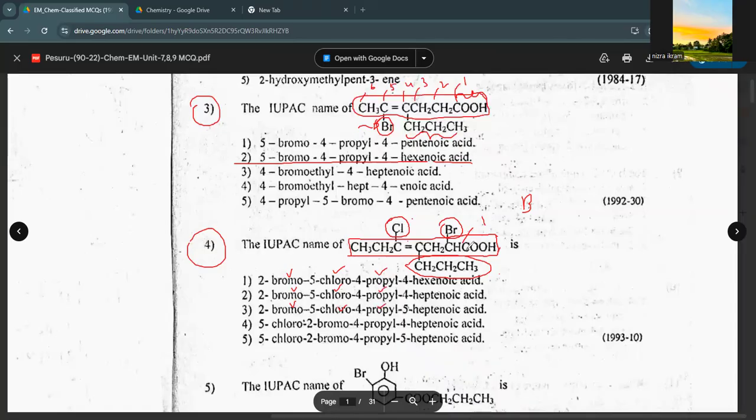Then in the main chain we have 1, 2, 3, 4, 5, 6, 7. Then heptanoic acid. So 2 bromo, 5 chloro, 4 propyl, 4 heptenoic acid. 4 heptene, that is in the fourth carbon you have the double bond and hept is telling there are 7 carbons in the chain. Oic acid is a carboxylic acid. Is that clear now? So always you will have one MCQ from the naming. Okay.